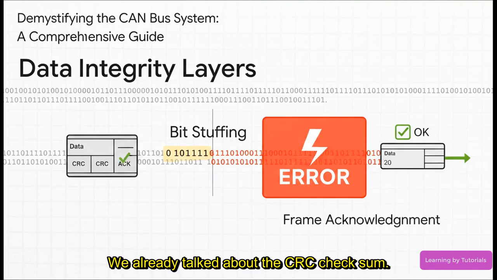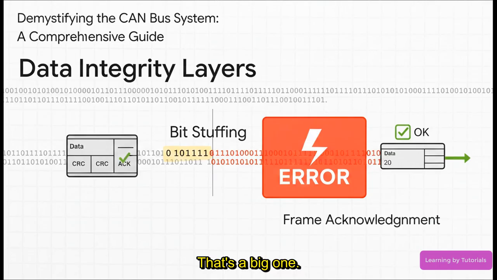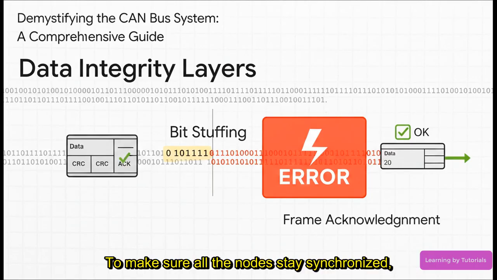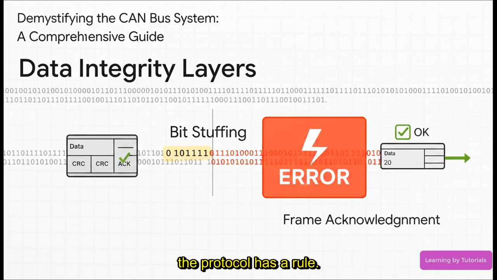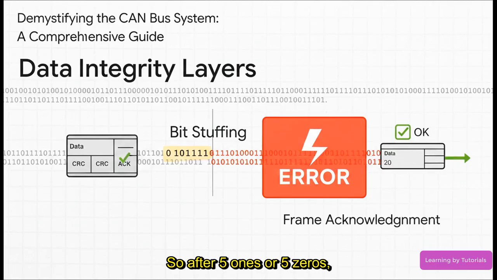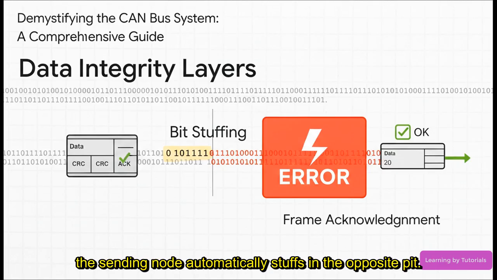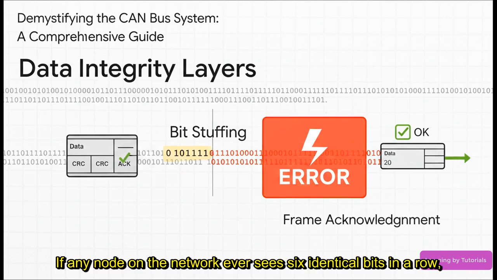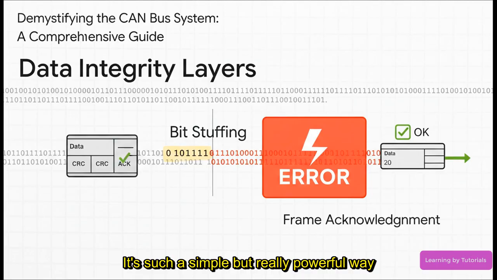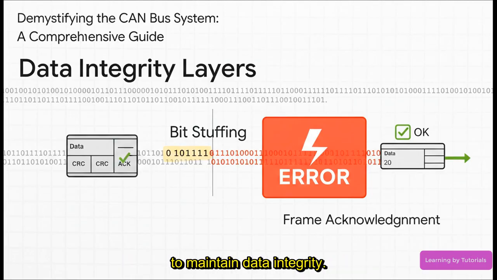So there are multiple layers of protection here. We already talked about the CRC checksum, that's a big one, but then there's this other cool thing called bit stuffing. To make sure all the nodes stay synchronized, the protocol has a rule. You can't send more than 5 identical bits in a row. So after 5 ones or 5 zeros, the sending node automatically stuffs in the opposite bit. If any node on the network ever sees 6 identical bits in a row, it knows instantly that something is wrong and it flags an error.